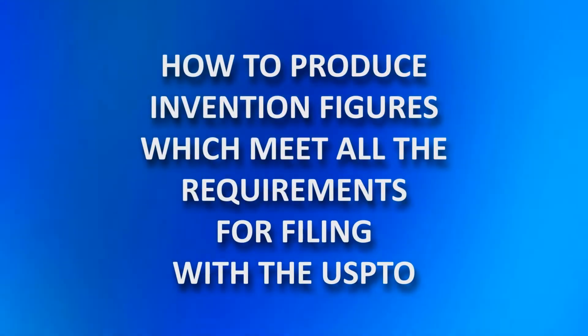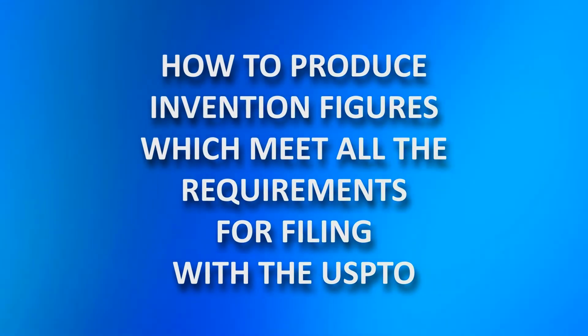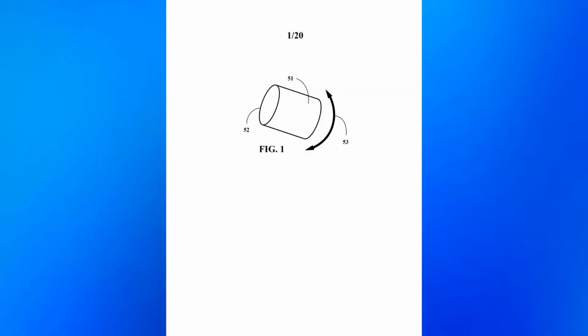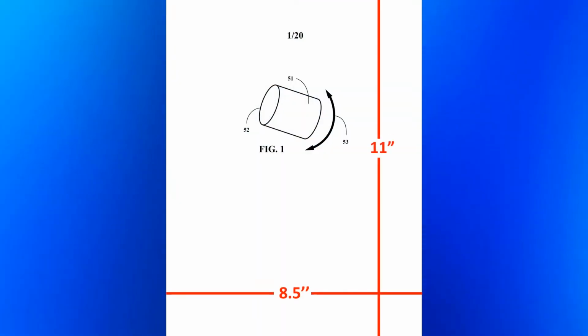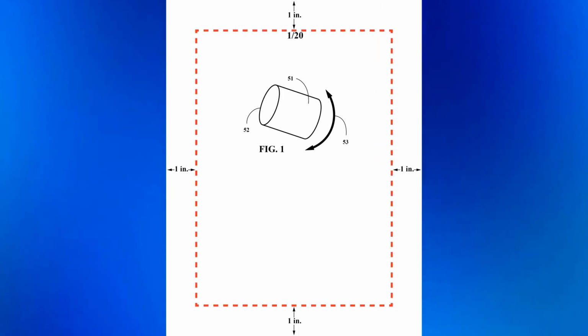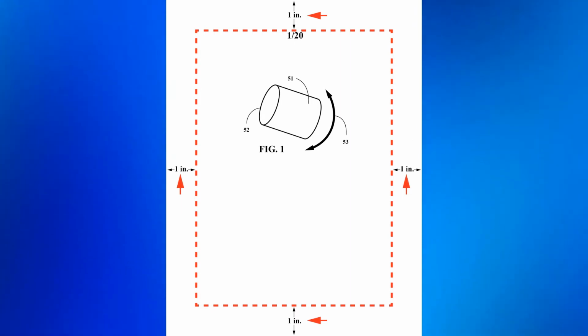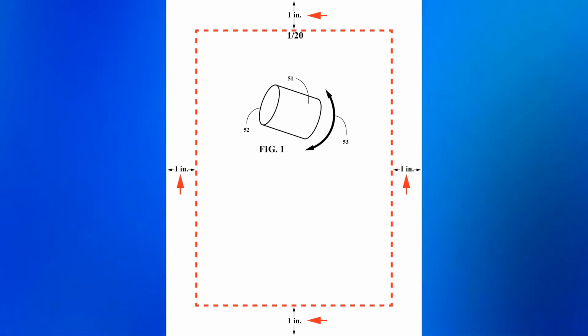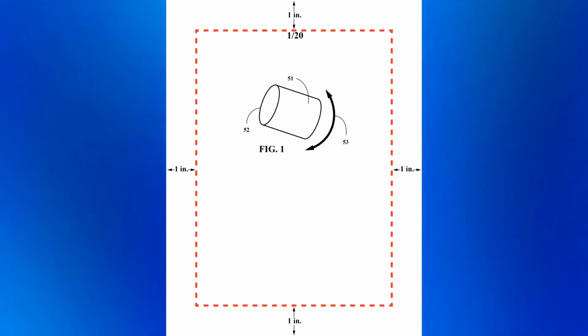In this video, I will demonstrate how I produce invention figures which meet all the requirements for filing with the USPTO. I use a Microsoft Word file document which is 8.5 by 11 inches or letter size. Each drawing page has a 1-inch margin along each of its 4 edges. Each drawing page may contain as many figures as reasonably possible.